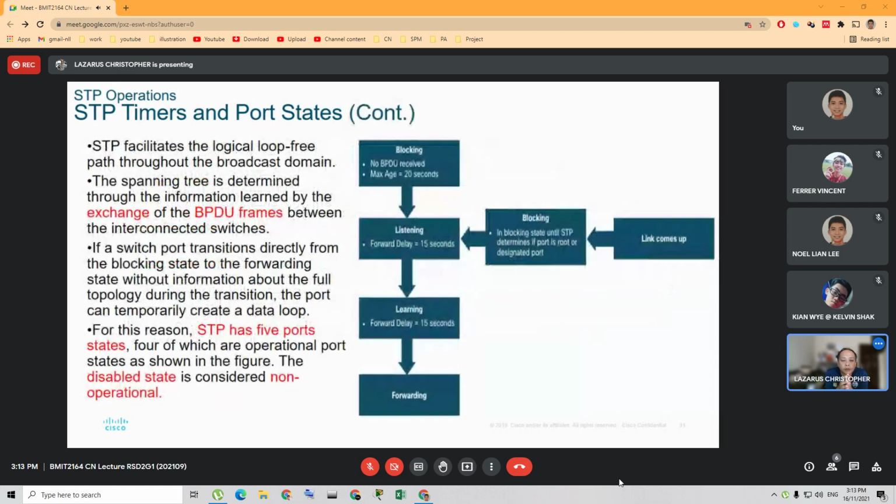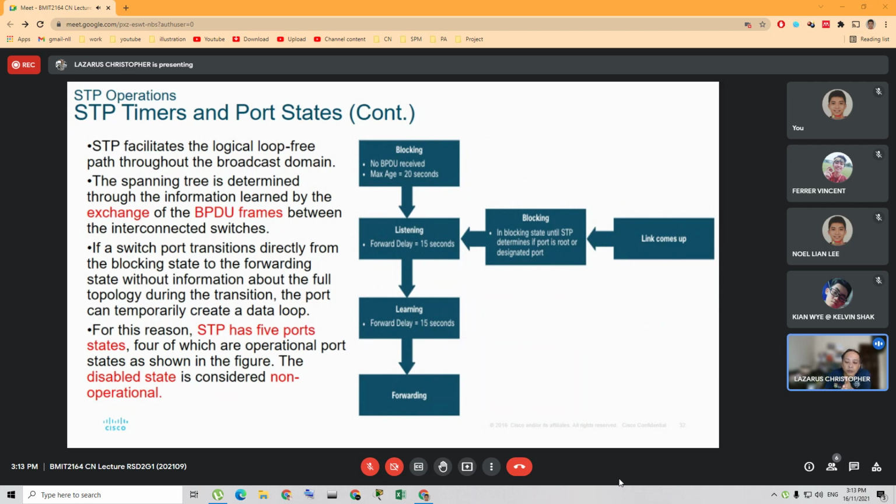Right? Okay, listening, where the forward delay is 15 seconds. And then learning is a forward delay after listening, 15 seconds, learning 15 seconds, and forwarding. And then we have the blocking state. In blocking state, until STP determines a port is root or designated port. That means while it's electing, it will not forward, right?